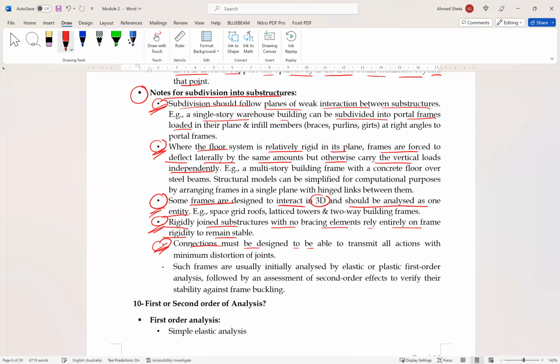Connection must be designed to be able to transmit all actions with minimum distortion of joints. Such frames are usually initially analyzed by elastic or plastic first order analysis, followed by an assessment of second order effects to verify their stability against frame buckling.